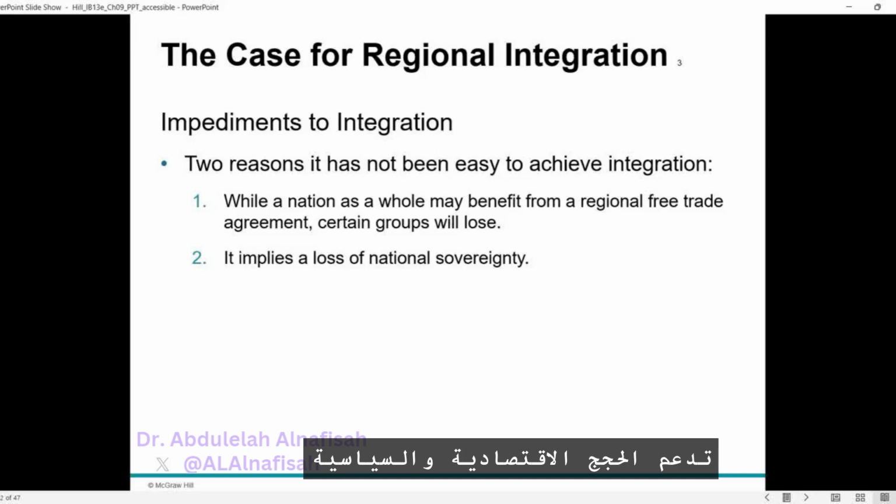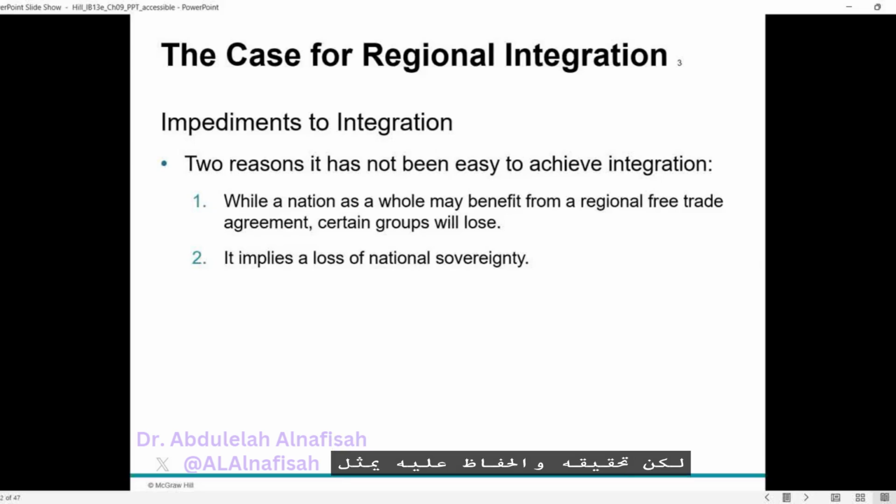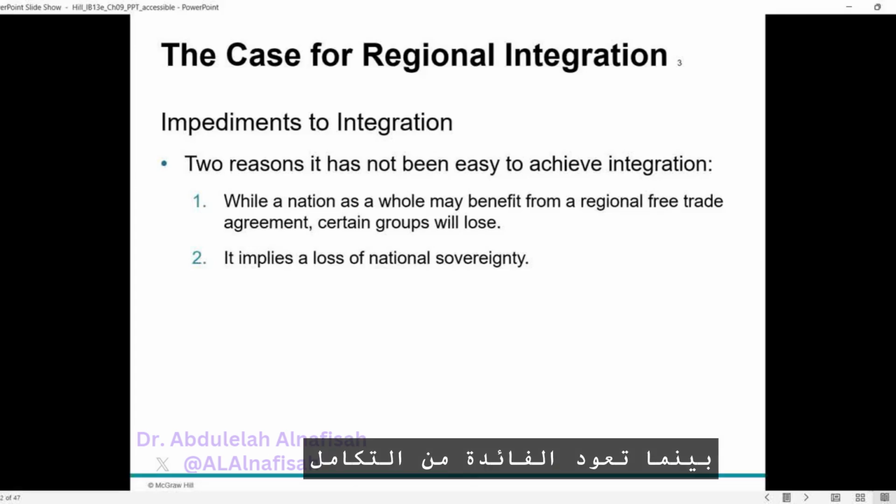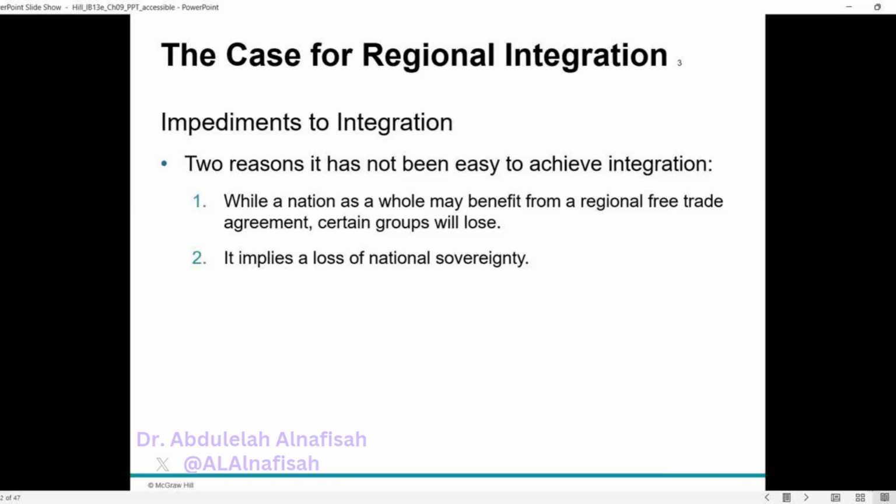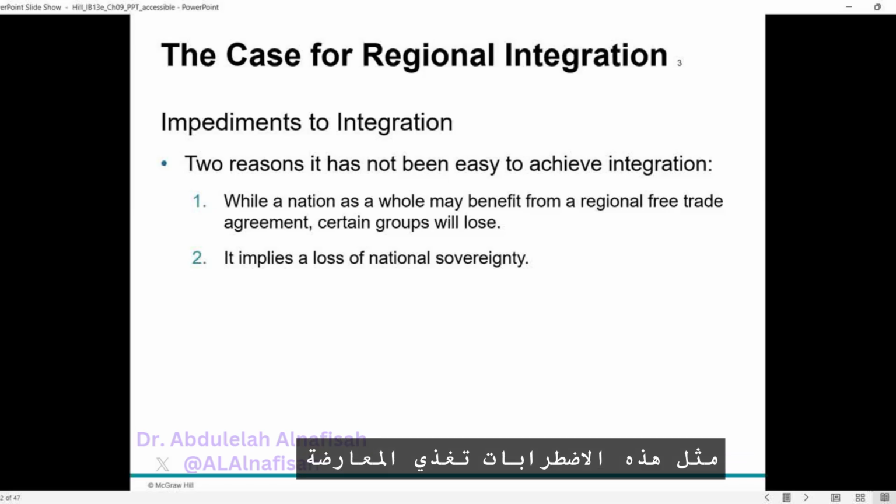Economic and political arguments support regional integration, but achieving and sustaining it is challenging due to two main reasons. First, while economic integration benefits the majority, it also imposes costs on specific groups. For instance, the 1994 establishment of NAFTA led to job losses in low-skill industries in Canada and the U.S. as production moved to Mexico. Such disruptions fuel opposition from affected groups who resist further expansion of the agreement.